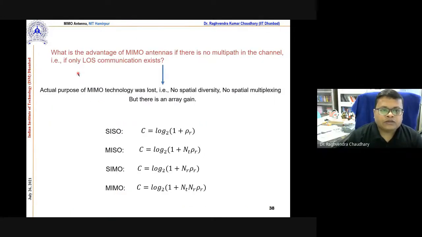Okay, so let us take one. This is not very critical, but let's say we have no multipath in the channels, or only line-of-sight communication exists. Okay, let's say we are in some boundary condition where these things are not happening. So the purpose of MIMO will be lost. Correct, but this is just an imagination. It is not a critical thing.